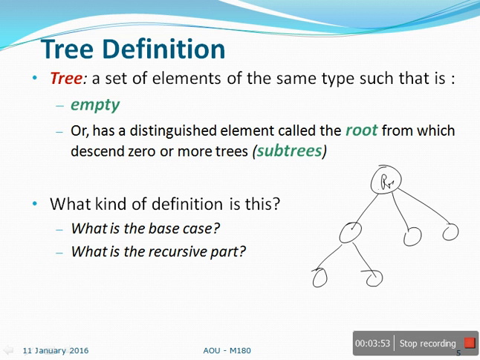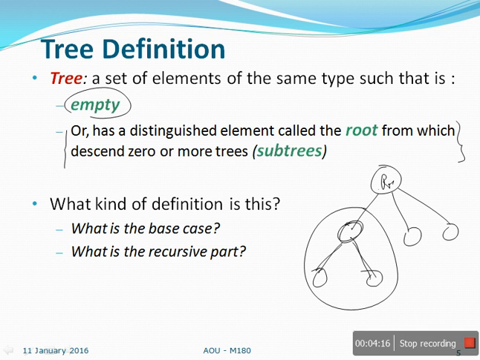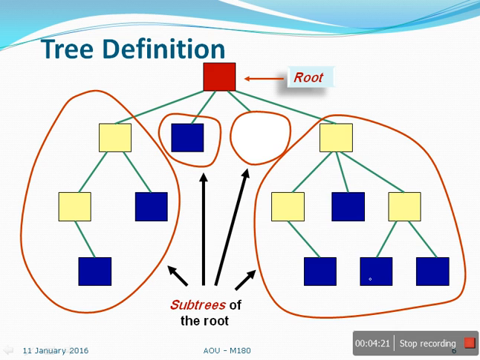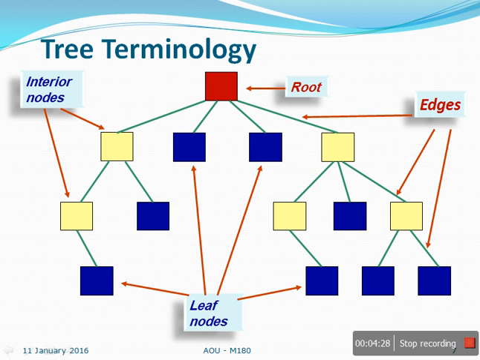This is a recursive definition, and the base case for this definition is the empty tree. When it becomes empty, you go back again. Then the recursive part is the second part, where you have the root element and the subtrees, and every subtree has a root. For example, if this is a subtree, it has a root, again elements, and so on. Here is given the root, and these are the subtrees of the root.